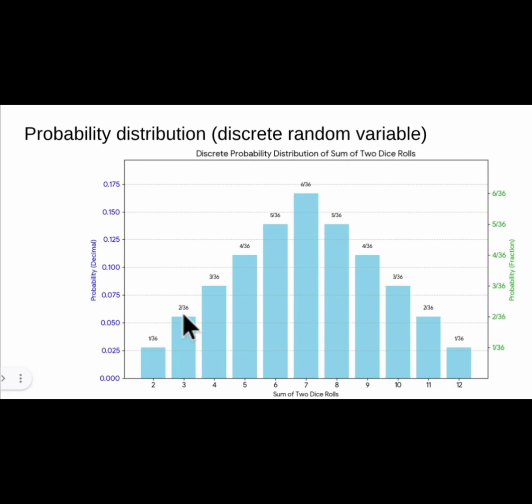There are 2 ways to get a sum of 3. You can get a 1 and a 2, or a 2 and a 1. And the same is for getting an 11. You can get a 5 and a 6, or a 6 and a 5. So the probability for the values 3 and 11 are 2 out of 36. So this is the whole probability distribution. The highest probability is for getting a 7, which is 6 out of 36. There's 6 ways you can get a 7. 7 is the mean and the median and the mode for this distribution.